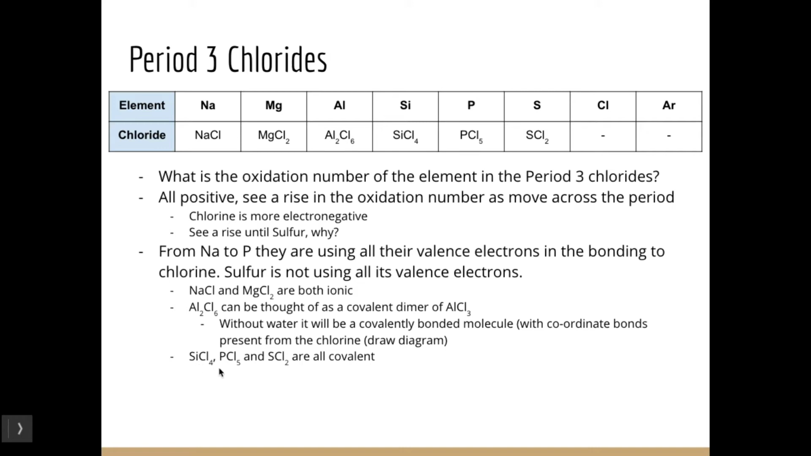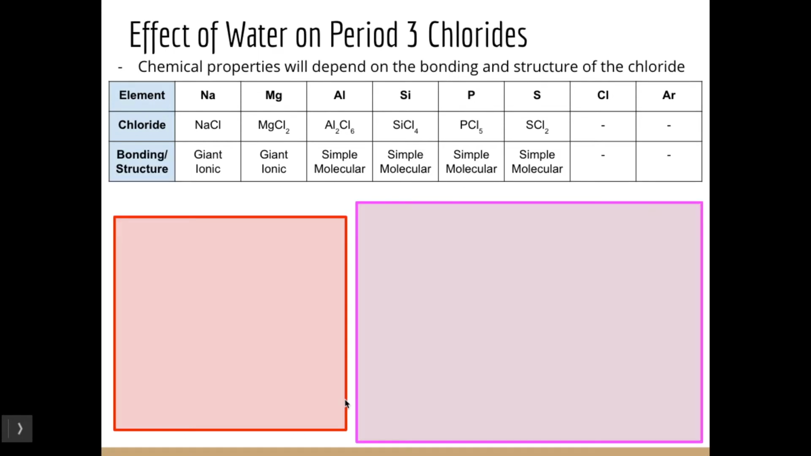Then we saw our silicon chloride, phosphorus pentachloride, and sulfur dichloride are all covalent. Note the non-bonding electron pairs on sulfur, thus the change in the trend of the oxidation number. That is what we saw just before. What we're interested in looking at now is some of the chemical properties and seeing the periodicity that's observed in the chemical properties of these period 3 chlorides. So we've seen that trend in the oxidation numbers. Let's look at the chemical properties.